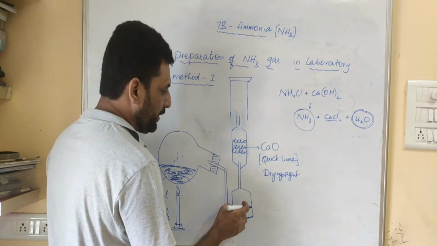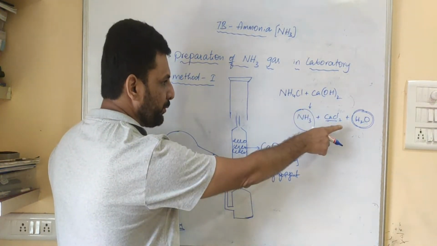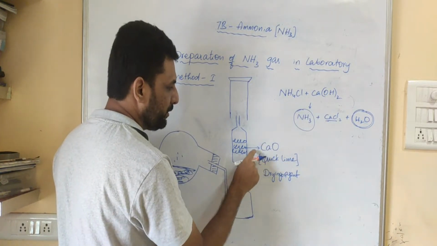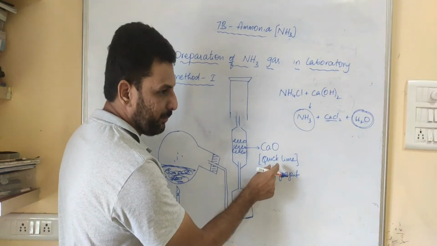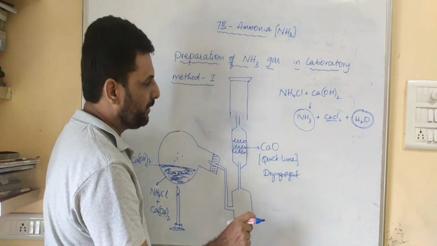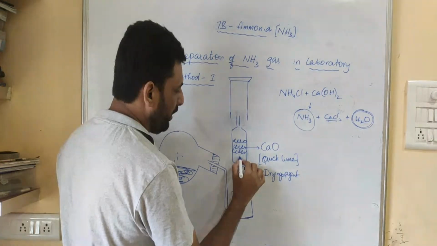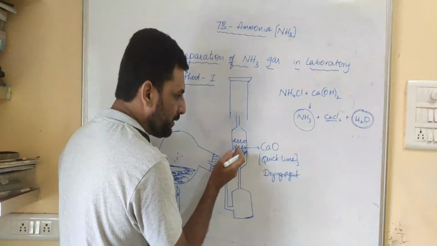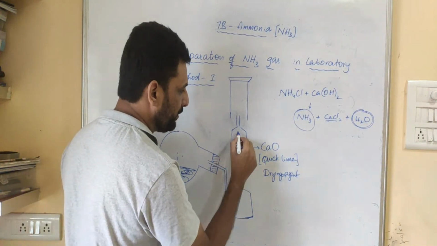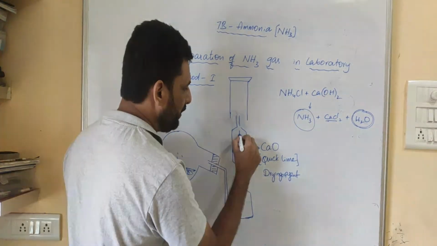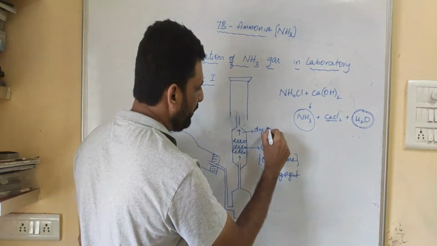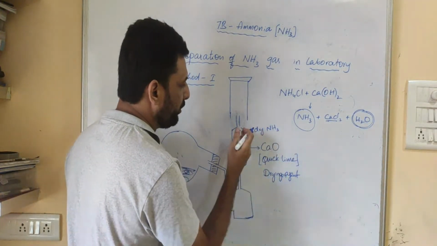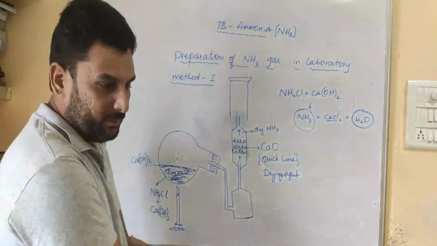So what do we do? To remove that moisture, you will use a drying agent. What is the drying agent here? Quicklime. Calcium oxide is the drying agent. Once the ammonia gas passes through this calcium oxide, what happens? It absorbs moisture and lets the dry ammonia go into the gas jar.